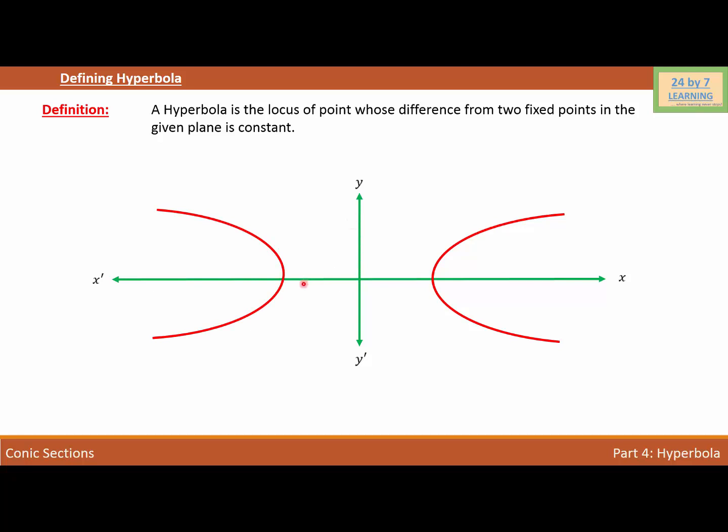Now let's consider the fixed points. My first fixed point is this point and my second fixed point is this point. Basically they are the foci of the hyperbola. So this is my first focus F1 and this is my second focus F2.